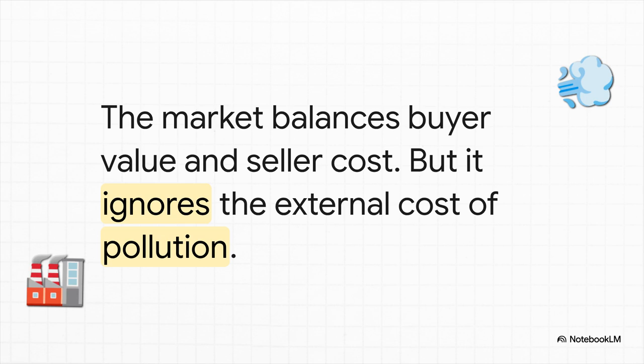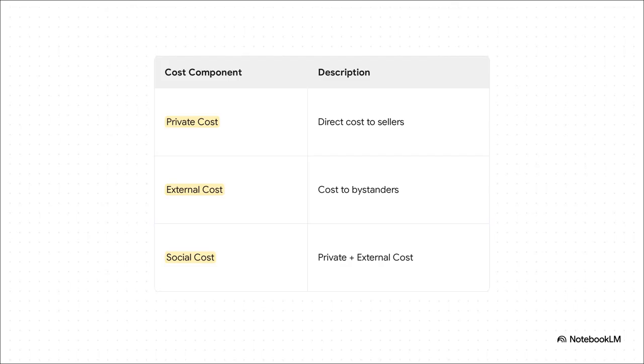But wait, what about all the pollution that factory is pumping into the air and water? That's a cost too, but it's not on the factory's balance sheet. So to get the full picture, you have to look at all the costs. You've got the private cost, which is what the factory pays for labor, materials, and so on. That's what determines the supply curve. But then you have the external cost. That's the cost of the pollution to everyone else. When you add those two together, the private cost and the external cost, you get the true social cost. And that's the number the market usually misses.